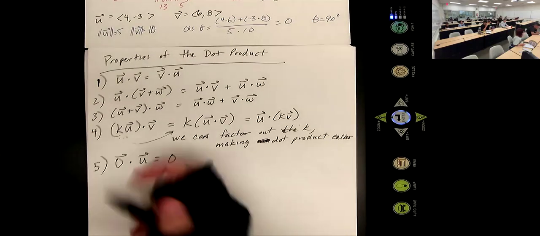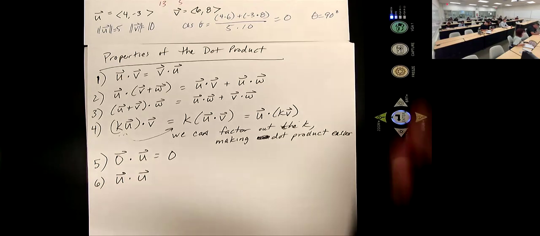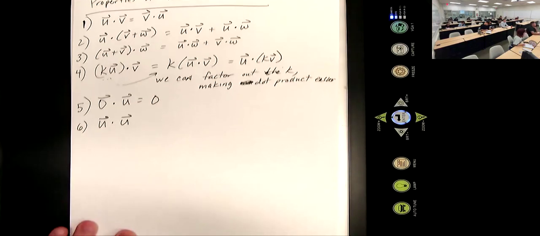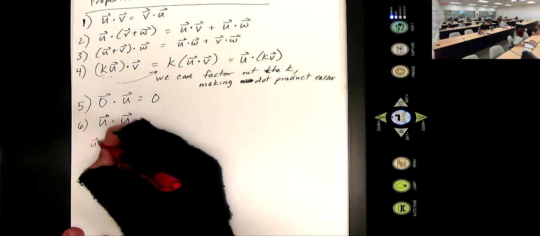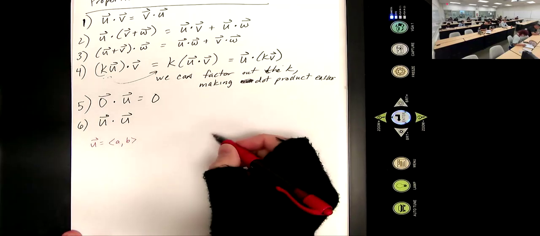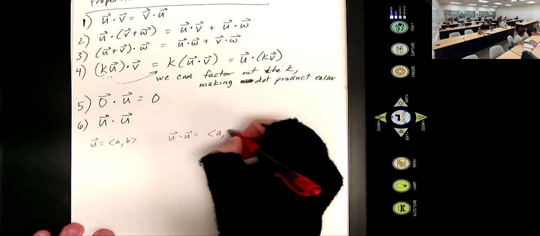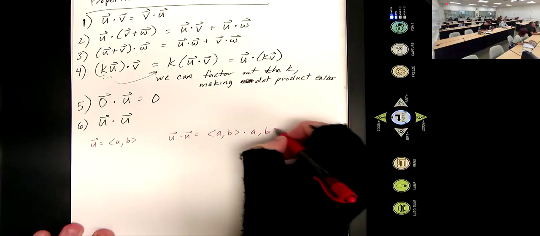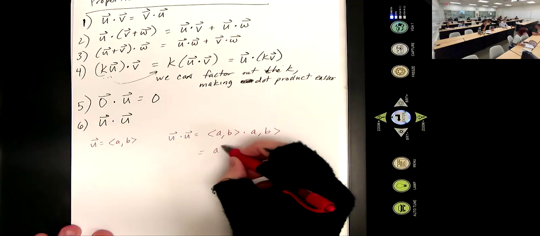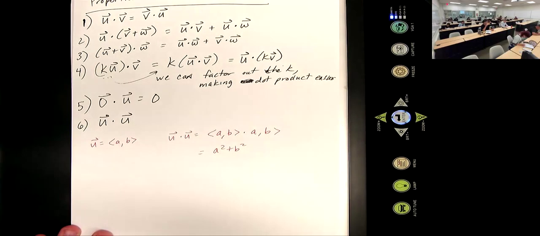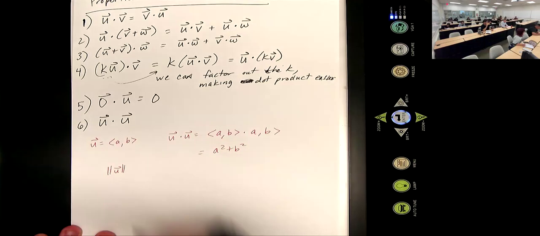And there's one more. But I'm going to work it out with you guys and show you where it comes from, because it's kind of handy to see. U dot U. Let's say U is AB. So when I do U dot U, I have AB dot AB. It's A squared plus B squared. Well, what's the magnitude of U? The square root of A squared plus B squared.